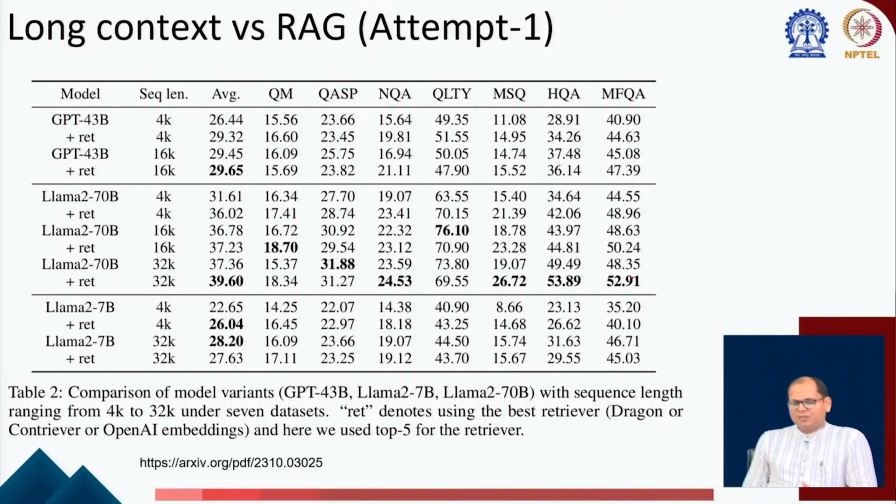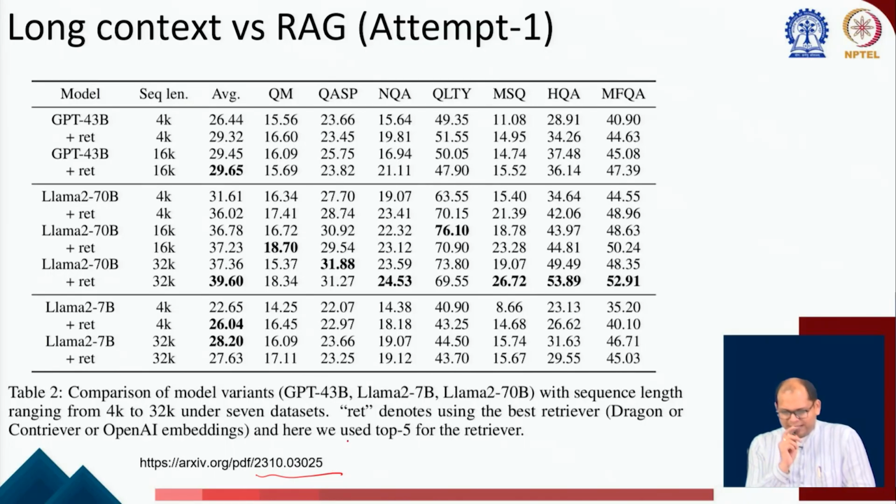So now, we talked about long context modeling, we talked about RAG. So, which is preferable? Should we go for RAG? Should we go for long context? This is not a very easy answer. This is from one of the papers, ICLR 2024.